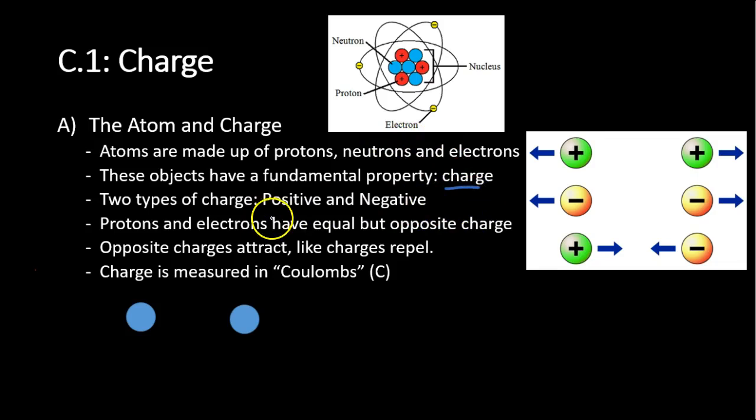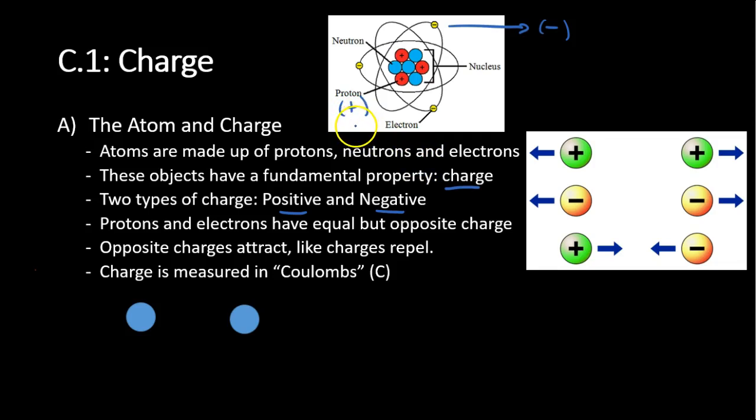Okay, there's two types of charge. There's positive charge and negative charge. Electrons have a negative charge. Instead of writing negative all the time, you'll often just see a little minus sign. Protons have a positive charge. All right. Now, protons and electrons are very different. Protons, for example, are much more massive.